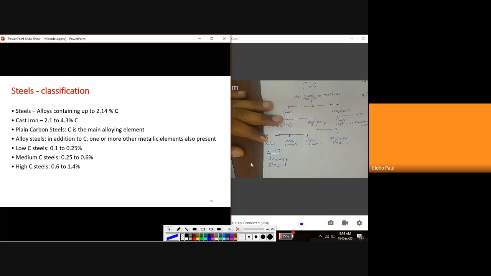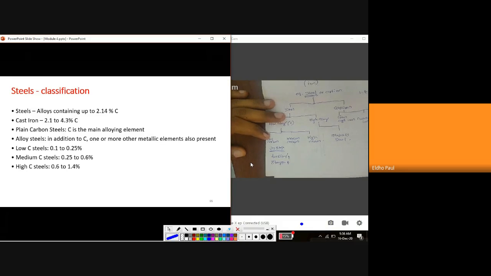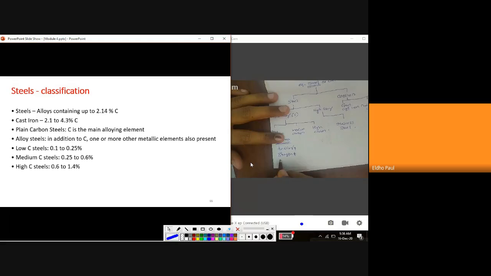When we consider the microstructure, we can see pearlite and ferrite. Pearlite and ferrite are coarse microstructure components, which give higher ductility. We already discussed all these things. So pearlite and ferrite are the important microconstituents in the low carbon steel.